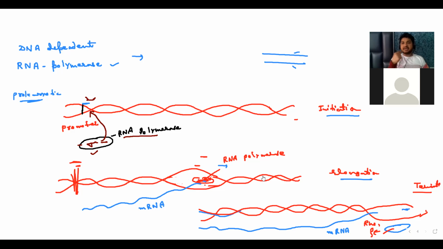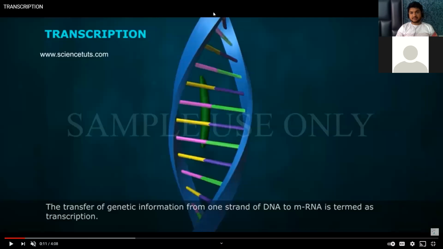The same thing is happening in our body also, but just tell me, do we get a very functional mRNA or a very complicated mRNA in eukaryotic organisms? Very complicated, sophisticated. So you will say it is hnRNA. hnRNA means heteronuclear RNA, which is very complicated. I will tell you, don't worry. Before that, just see this once. Can you see that?